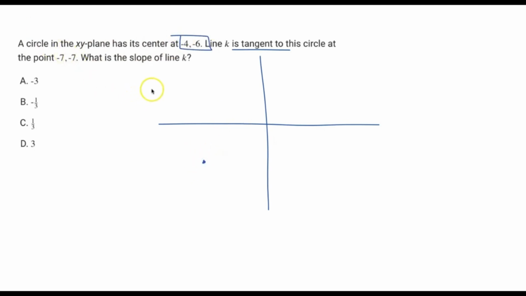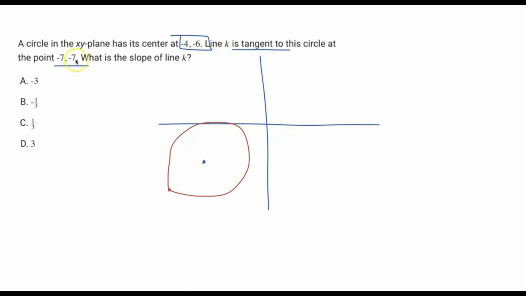We don't actually know the radius of the circle. We probably could calculate it using these points and finding the distance, but that's not really relevant for our problem, and you'll see why. Line K is tangent to the circle at the point -7, -7, which is out here somewhere. The radius is going to be somewhere like this. That's a really lopsided, ugly looking circle, probably not drawn to scale. This is just a visual representation.